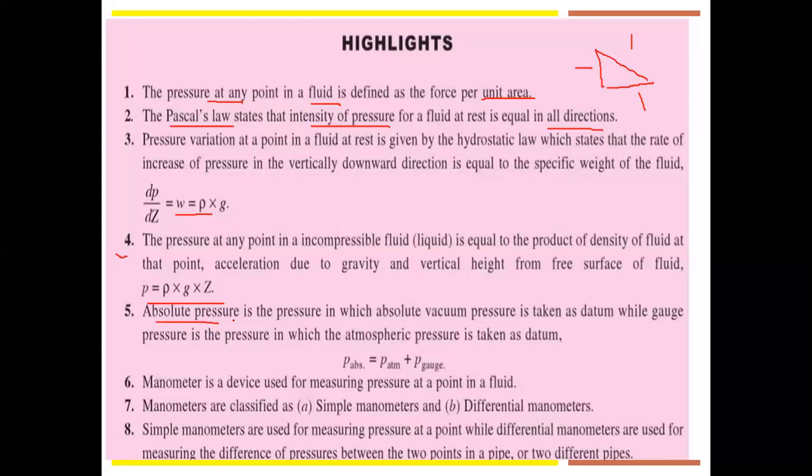So for absolute pressure, the absolute vacuum pressure is taken as the datum line, whereas for gauge pressure, the atmospheric pressure is taken as the datum line, right? Therefore, P absolute pressure is equal to P atmospheric pressure plus P gauge pressure. That is the formula. Absolute pressure P abs is equal to P atmosphere plus gauge pressure.